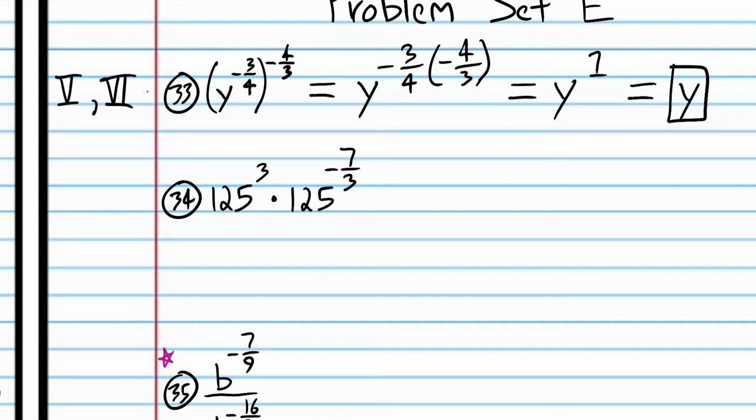All right, so now we're going to use rule number 1. Again, we don't have variable bases, but still the bases are the same, so we can use rule number 1. We're going to add the exponents because we're multiplying powers.